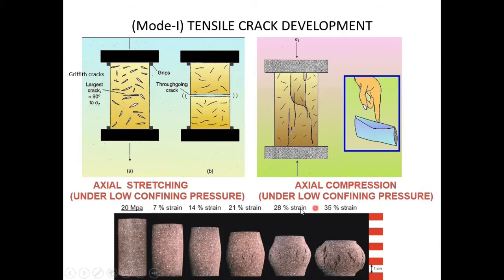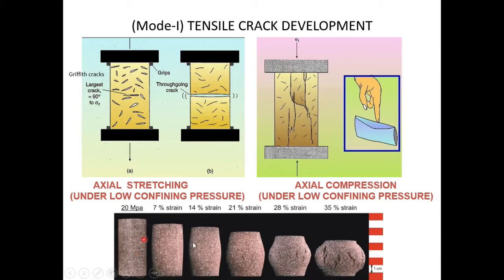And in the second experiment, we have axial compression under low confining pressure. And these vertical cracks are basically tensile fractures formed during this axial loading. And this is an example of joints you observe in real life in nature.